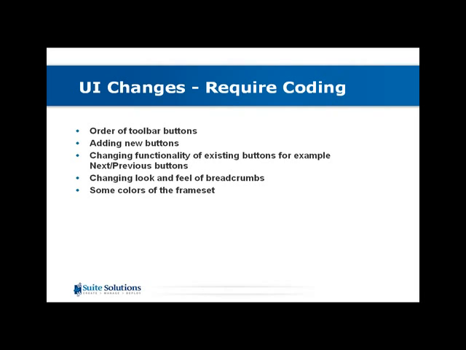So things that would require you to go into that code and modify it would be like if you want to change the order of your toolbar buttons, adding new buttons, changing the functionality of existing buttons. And we saw that the next and previous buttons browse through the table of contents versus out of the box it was through your browse history. Changing the look and feel of your breadcrumbs. And some colors of the frame set needed to be changed there. Some colors are actually hard-coded into the code.